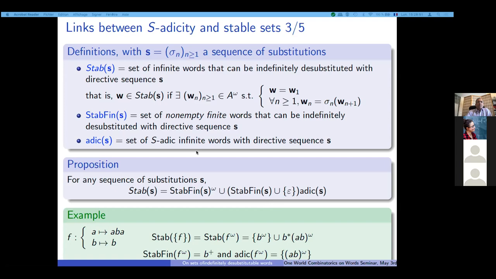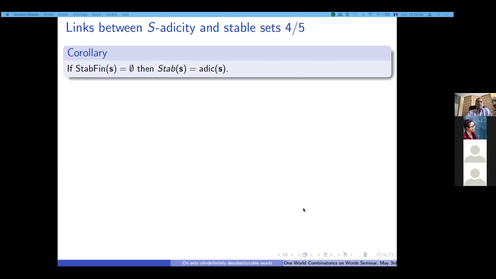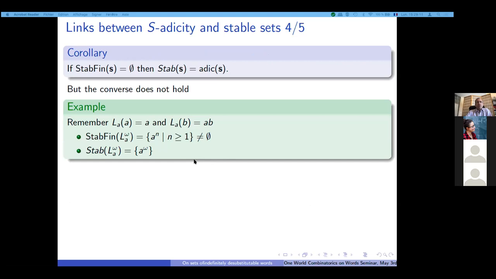This proposition can be simplified in one easy case. It is the case where the set Stabfin of S is empty, and we have the equality between the stable set and the set of adic words. And so the converse doesn't hold. You can consider for that the morphism L_A introduced at the beginning of the talk, which maps A to A and B to AB. We can see that the set of finite words that can be indefinitely desubstituted is the set of all powers of A, while the stable set contains only the periodic word with period A, and this word is also adic. Since we can see that the limit of L_A to the power n of B, which is the limit of A to the power n B, is this word A omega.